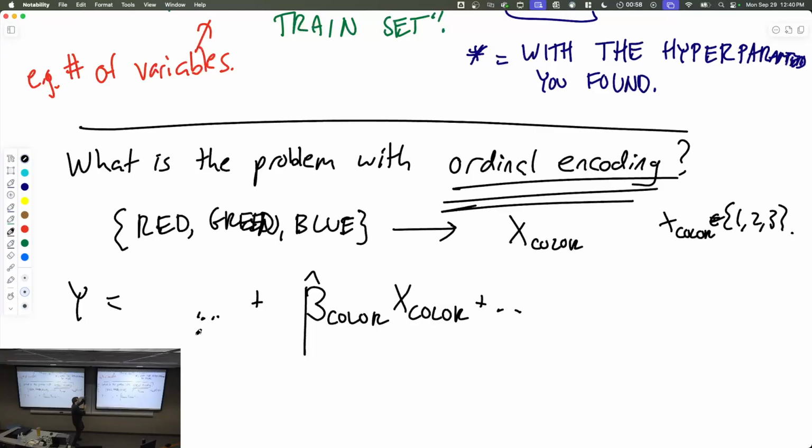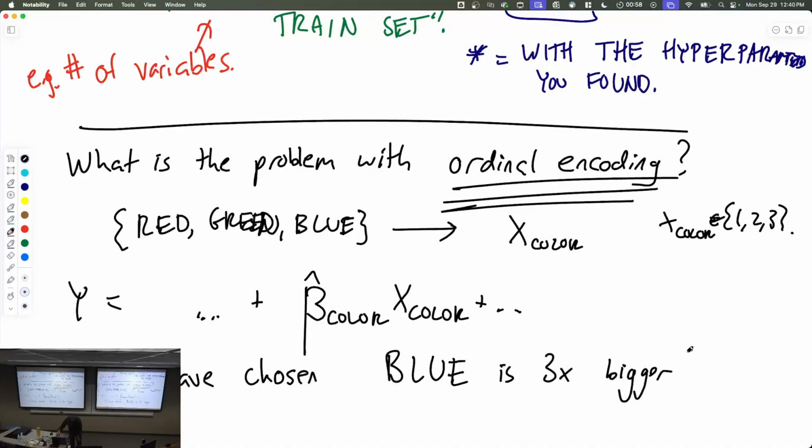It doesn't look like I made this assumption, but by the sequence of logical steps that I've done, I have done it without saying: I have chosen blue is 3 times larger, 3x bigger than red. So whatever effect red has on our y value, blue will have 3 times that effect, because the X color is 3 times bigger for blue things than red things.